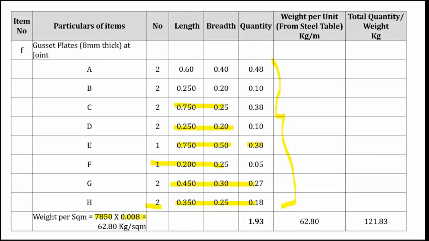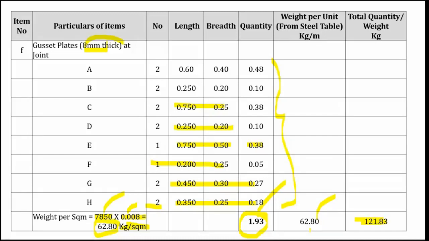The thickness of the plate is 8 mm. If you convert it to meters, it will be 0.008 meter, right? So kg per cubic meter multiplied by meter, you'll get the answer in kg per square meter, right? So for an 8 mm thick plate, its weight will be 62.8 kg per square meter. Here we have calculated the area in square meters. Kg per square meter multiplied by square meter, you will get the answer in kg.